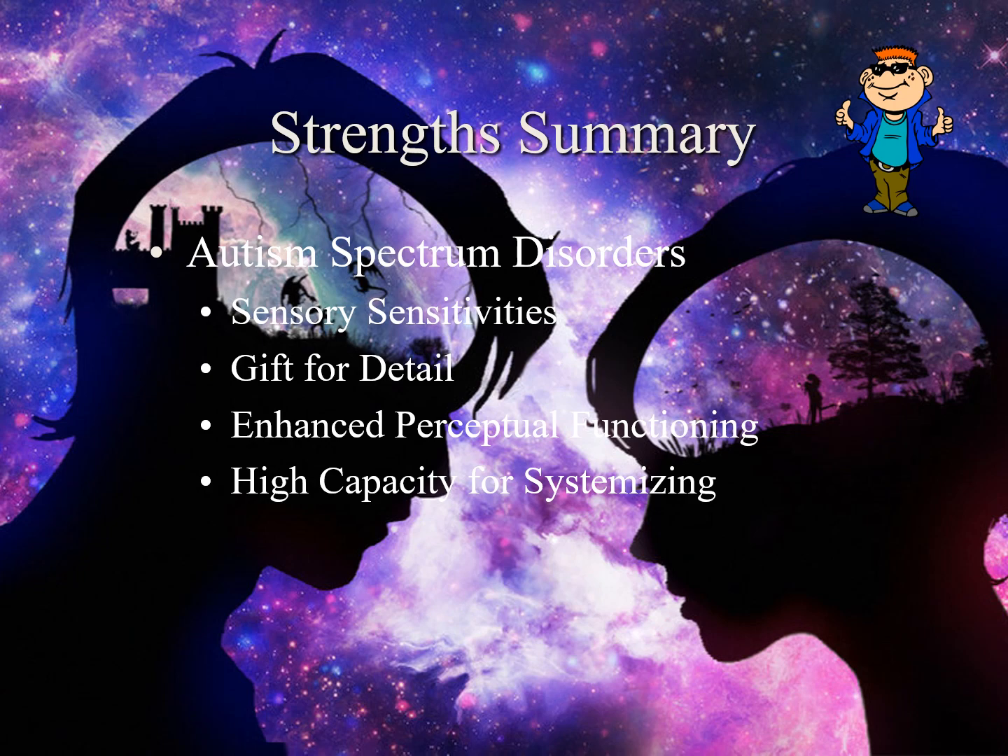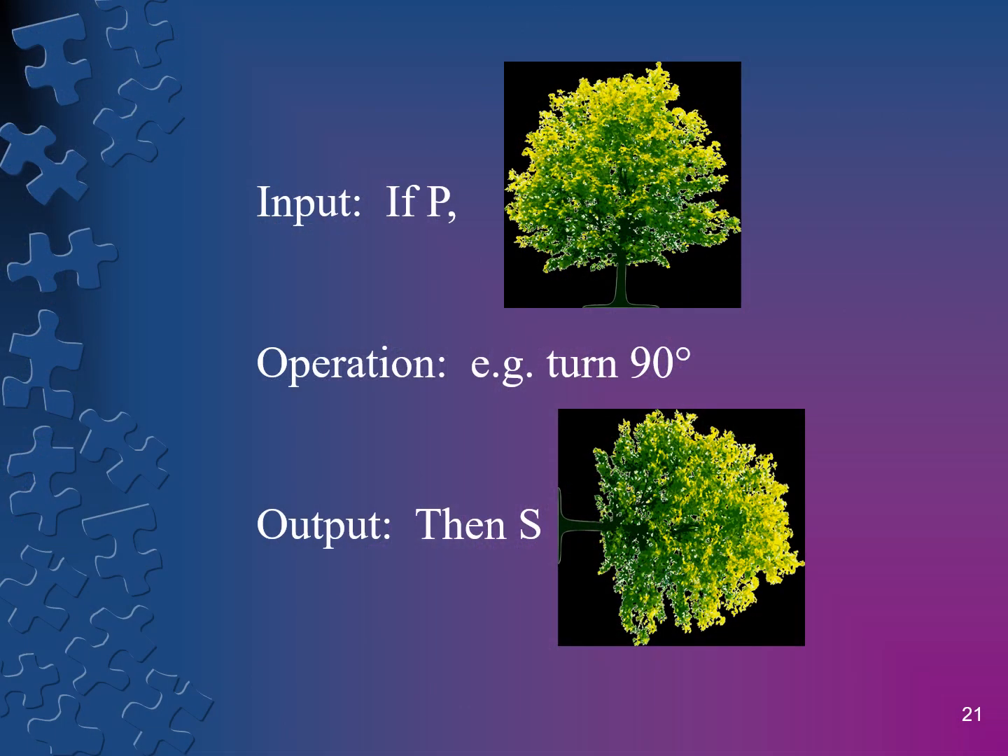Now let me stop here for a moment and define what I mean by systemizing, or what Baron Cohen means by it. Throughout his article that we're reading for this week, he makes a point of an algorithm that is tacitly used by individuals who are navigating systems. And that algorithm goes like this: if P, then S.